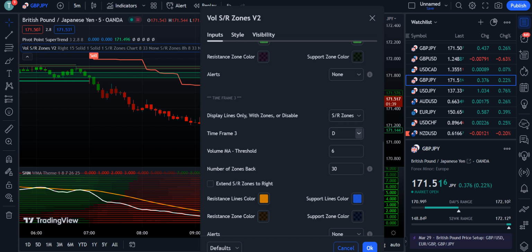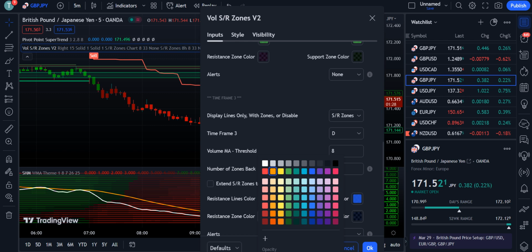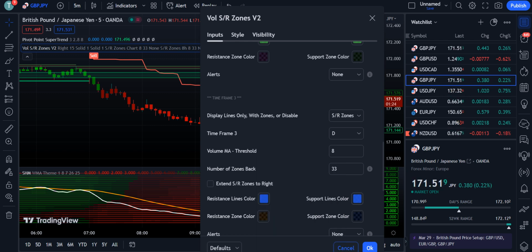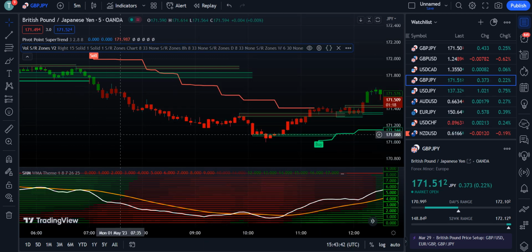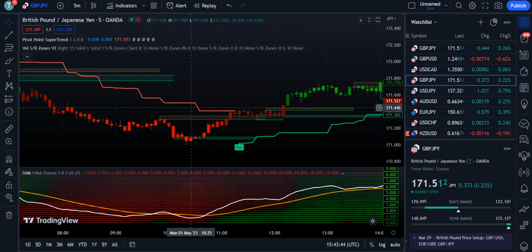Now time frame 3, we will set it on day, and volume MA threshold again, this will be same, and this will be 33, right? So here also you have to change the color of support and resistance line color, as it was blue, so we also made it blue. Now click OK, and you are not going to have any other thing to change into it, right?